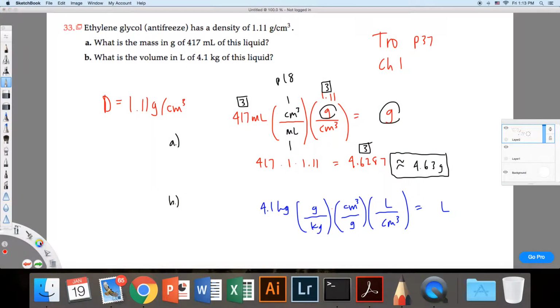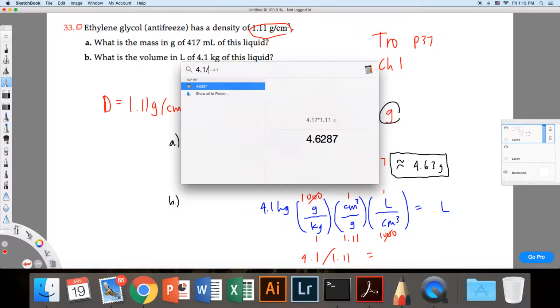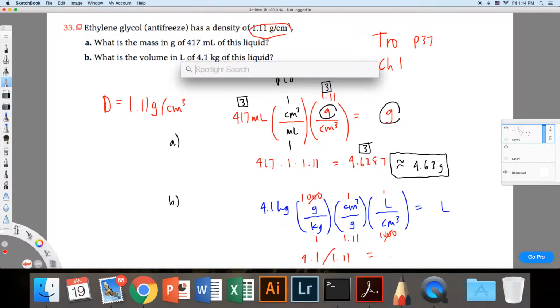How many grams in a kilogram? 1,000 grams in a kilogram. How many grams in a cubic centimeter? Aha. And it looks like there's 1 liter per 1,000 cubic centimeters. So these are going to cross off, and it looks like this answer is going to be 4.1 divided by 1.11. That comes out to 3.693693.